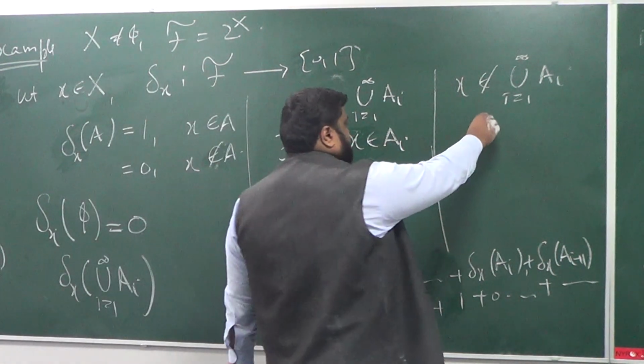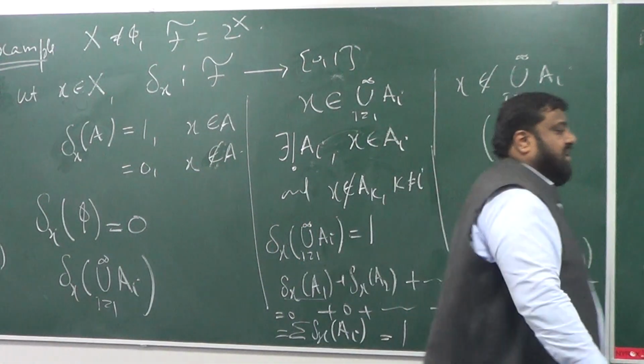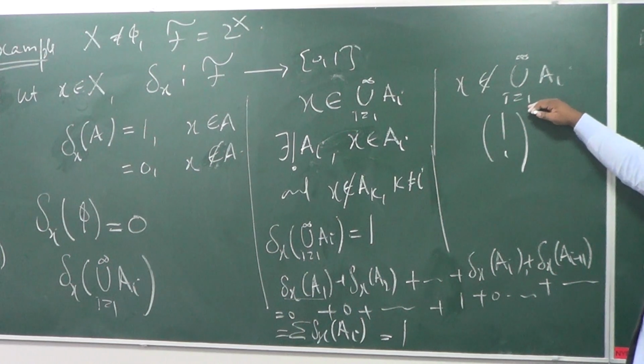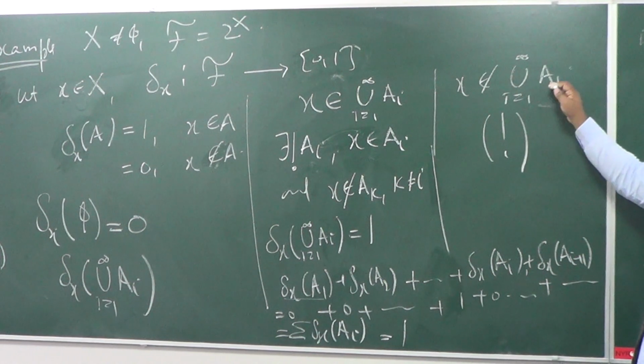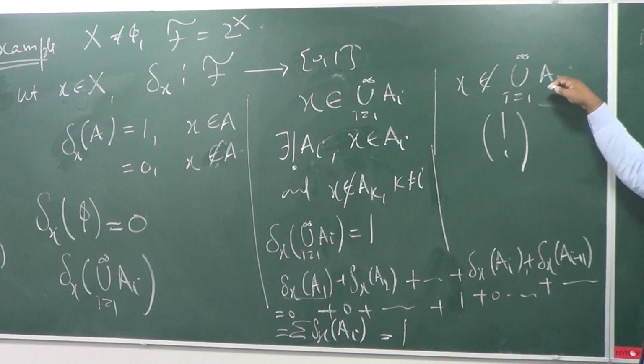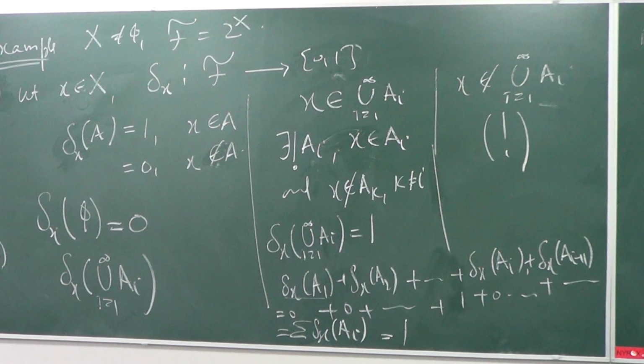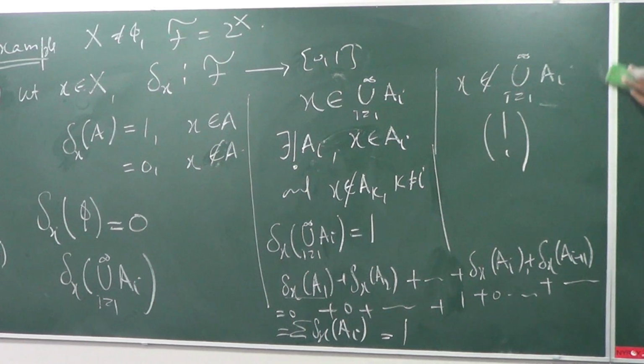In this case, verify for yourself that if x is not in the union, then the delta of this is going to be 0. And if it is not in the union, it means that it's not in any of these, and hence delta x of each of these is going to be 0. So you have a 0 on one side and the 0s on the other side. So you get a 0. Okay, so almost clear with the proof, but try to write a formal proof for it.